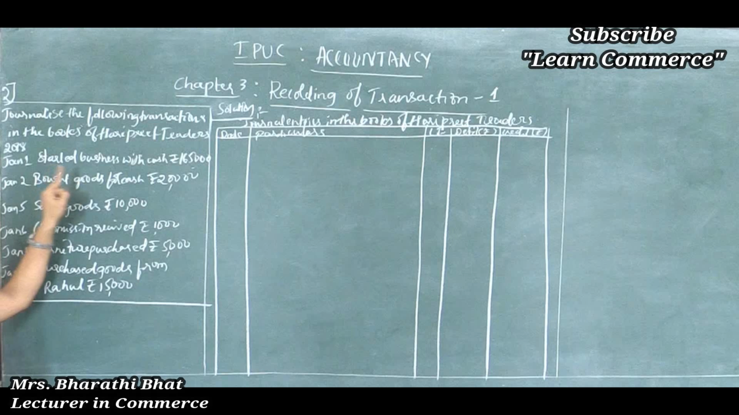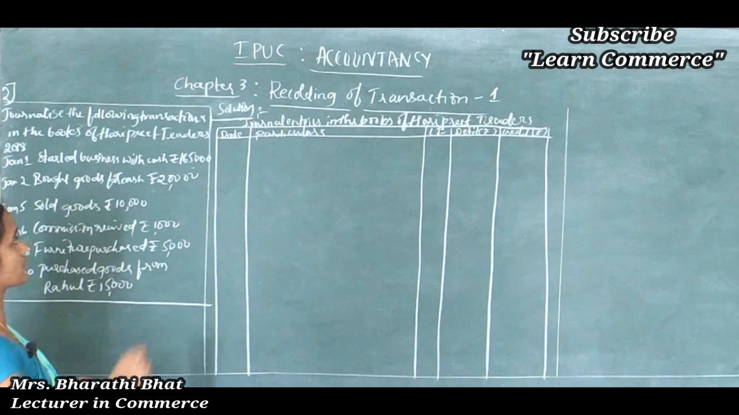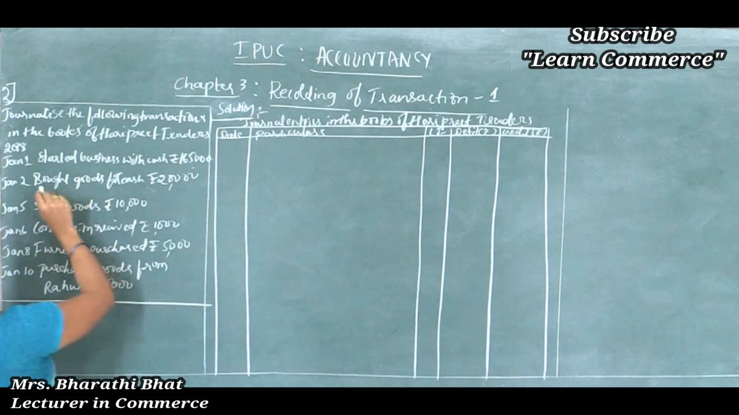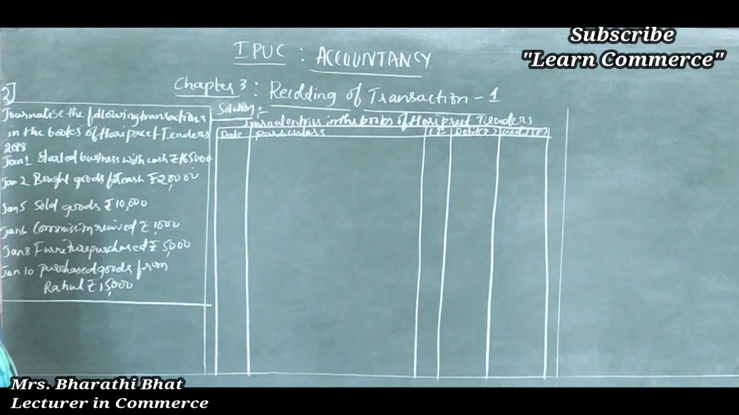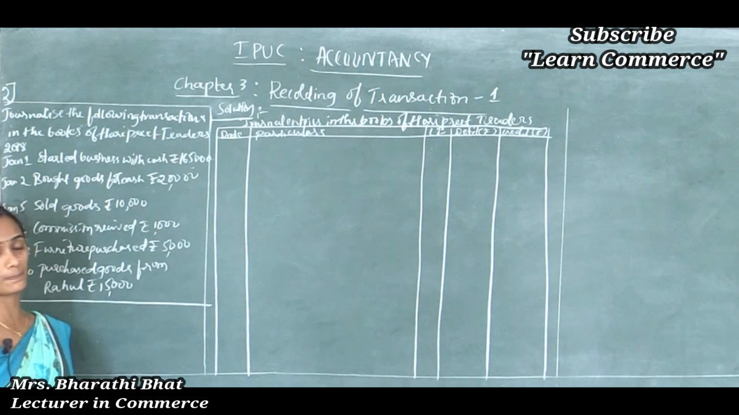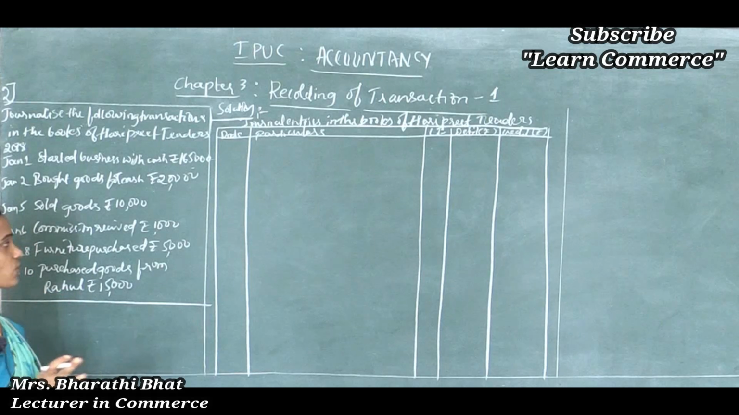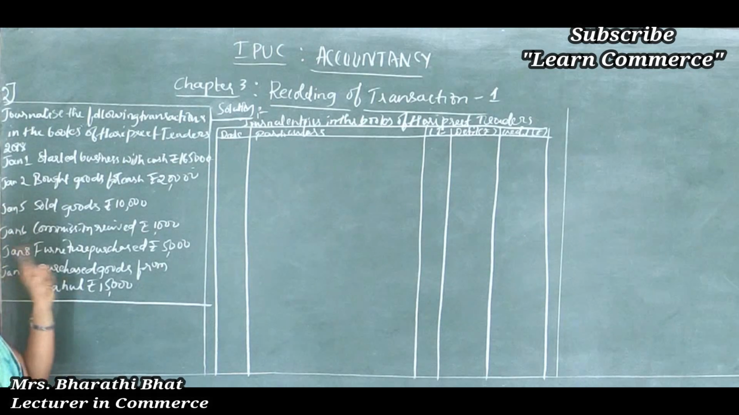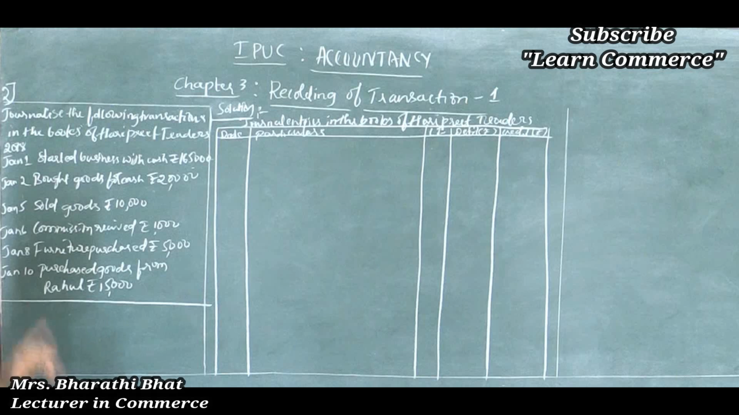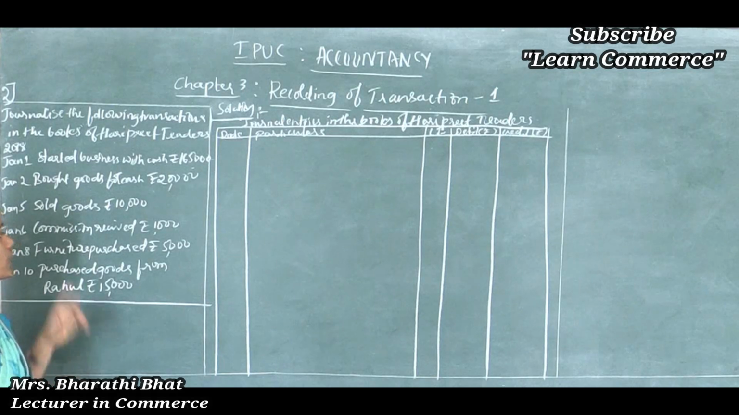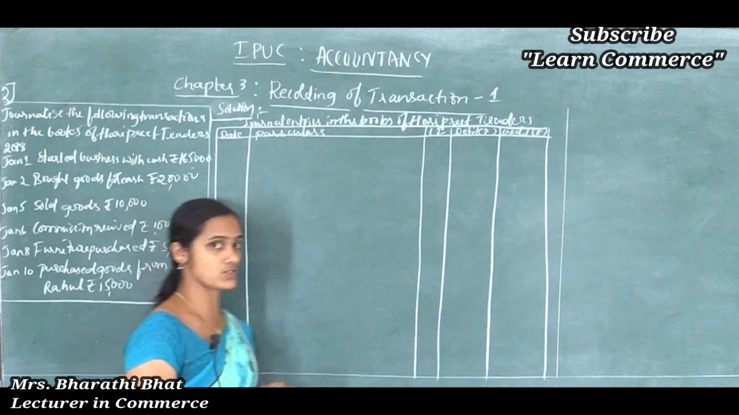2018 January 1st, started business with cash rupees 1,65,000. Second, bought goods for cash rupees 20,000. Jan 5, sold goods rupees 10,000. Jan 6, commission received rupees 1,000. Jan 8, furniture purchased rupees 5,000, and Jan 10, purchased goods from Rahul rupees 15,000.